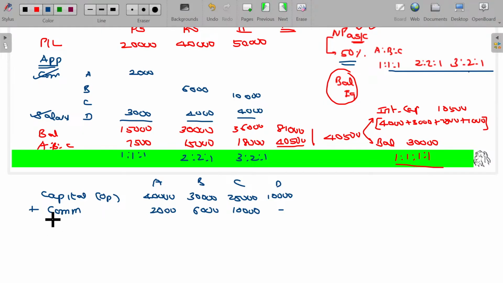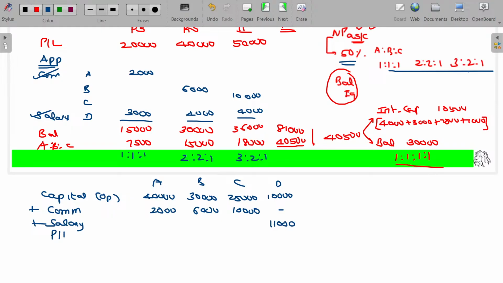Salary. Salary is payable only to whom? D. D gets around 11,000 salary. What about A, B and C? They get commission from their respective departments' profit. So we calculated and added the commission. We calculated the salary and added it to D. Only he is eligible.